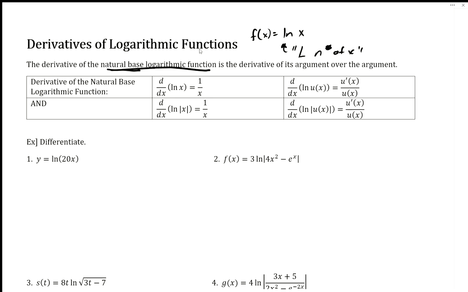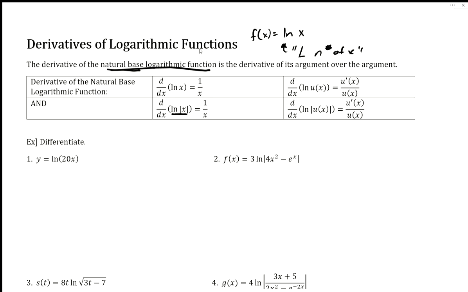For the derivative, the most basic ones are right here. So the derivative of Ln of x is 1 over x. And they could put the absolute values on x as well in our derivative. It's still just 1 over x. So our natural log of the absolute value of x is still just 1 over x. So that's the most basic one.